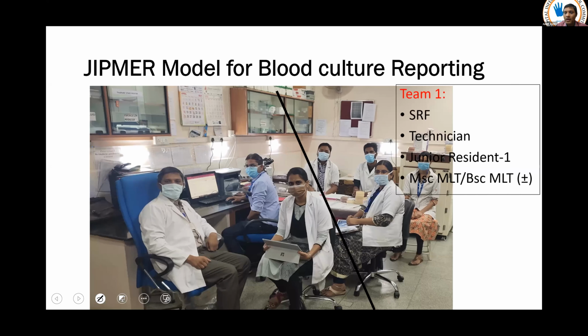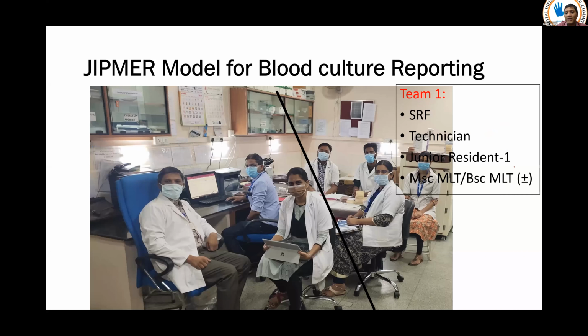Group A, team one comprises a technician, a junior resident, that is an MD microbiology resident, and a senior research fellow. He is a project staff. And sometimes some MSc or BSc student also may be available. So this is team one.